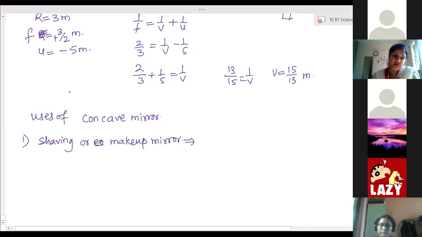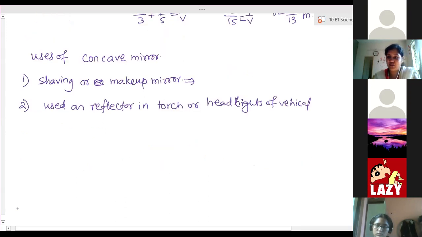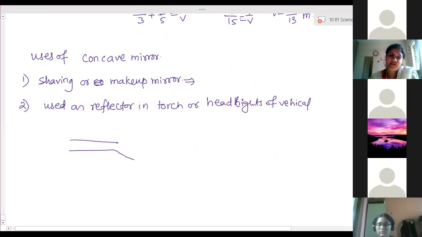Secondly, it is used in torch bulbs or headlights of vehicles, as a reflector in a torch or in headlights of a vehicle. So torch bulb, have you seen a torch? Not the mobile torch, an actual torch. It is like this structure.